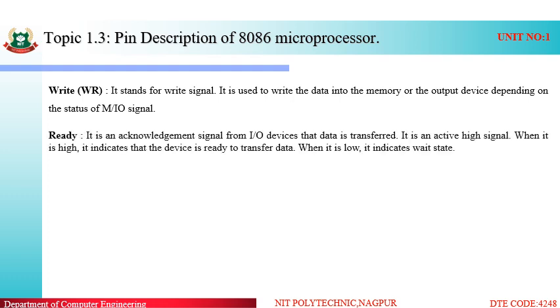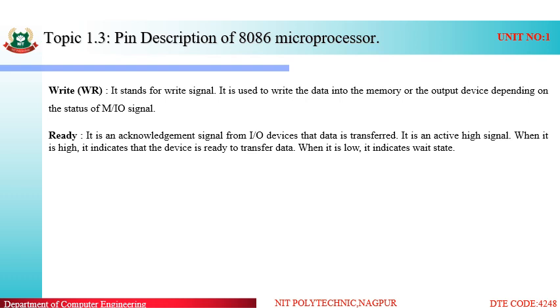Ready signal. The ready signal is used as an acknowledgement. Acknowledgement means when we transmit any request to any peripheral device, that is, the devices which are surrounding the microprocessor, first we send the request, then the reply comes that it is ready, and then we perform the data transmission. So it is used for acknowledgement from input output devices that the data is transferred.